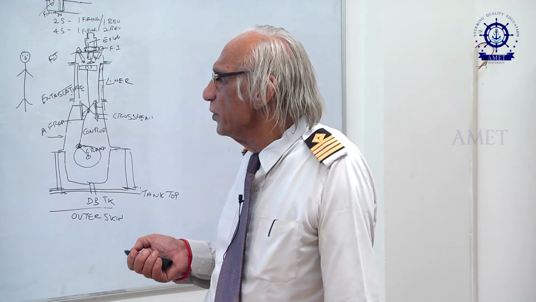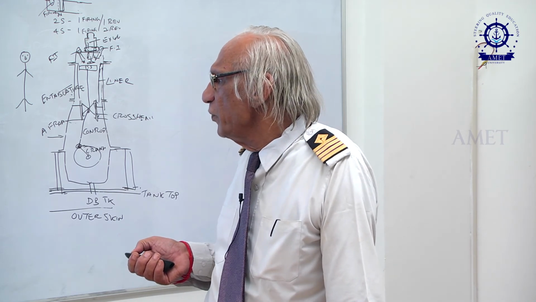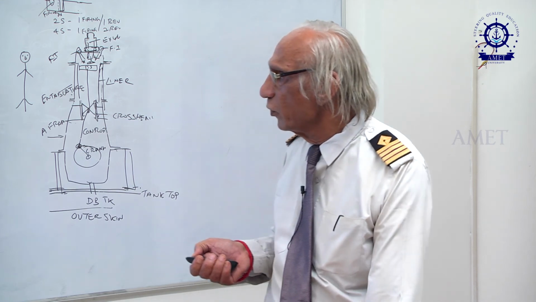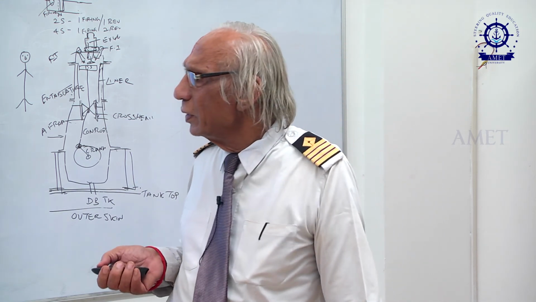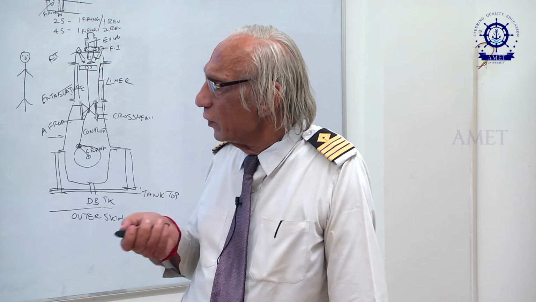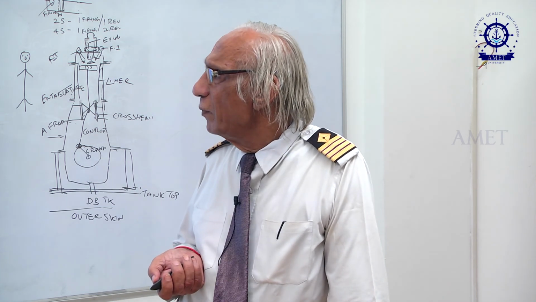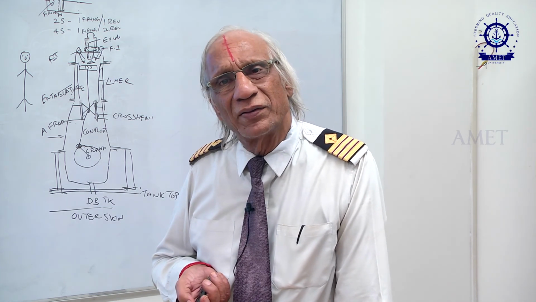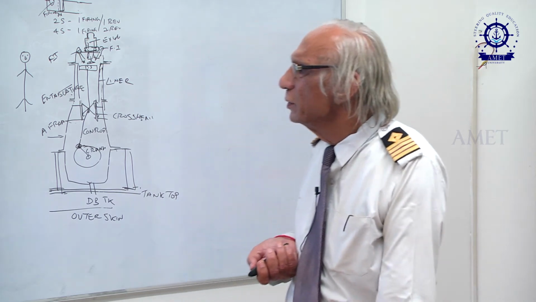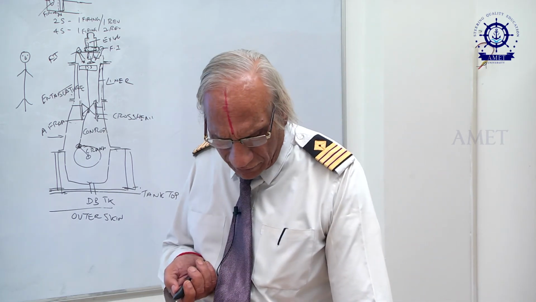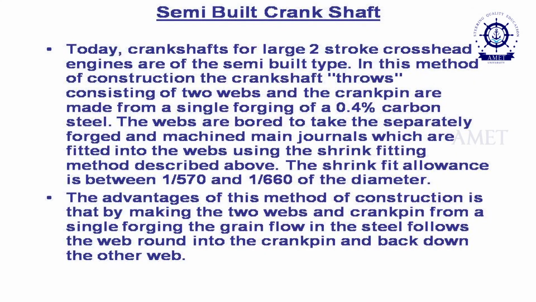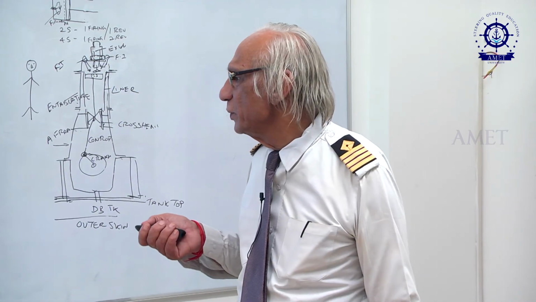The shrink fit allowance is between 1/570 and 1/660. If we exceed this, what is going to happen? Around the shrink fit hole, the crank web is going to have cracks. Cracks will develop, and very easily the next thing that is going to occur is the crank web is going to slip around the crank journal, and the entire valve timing diagram is going to be out, and the engine will be very unbalanced and a lot of vibration is going to be induced.